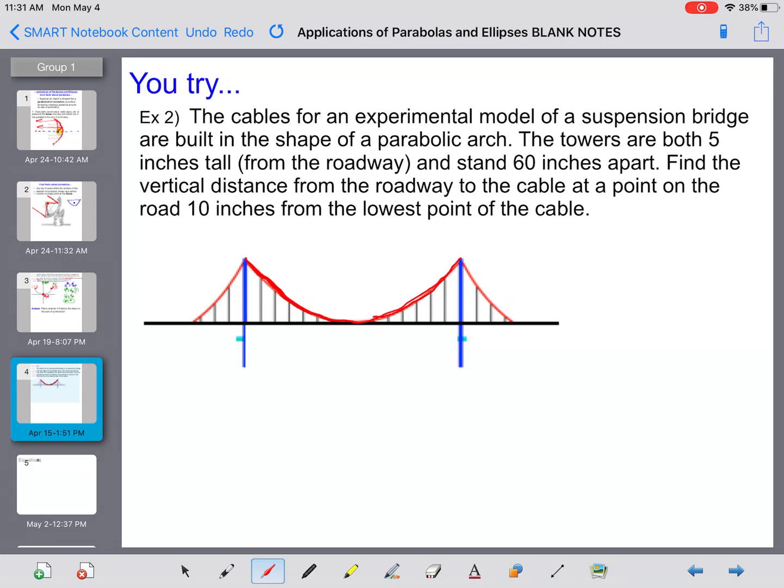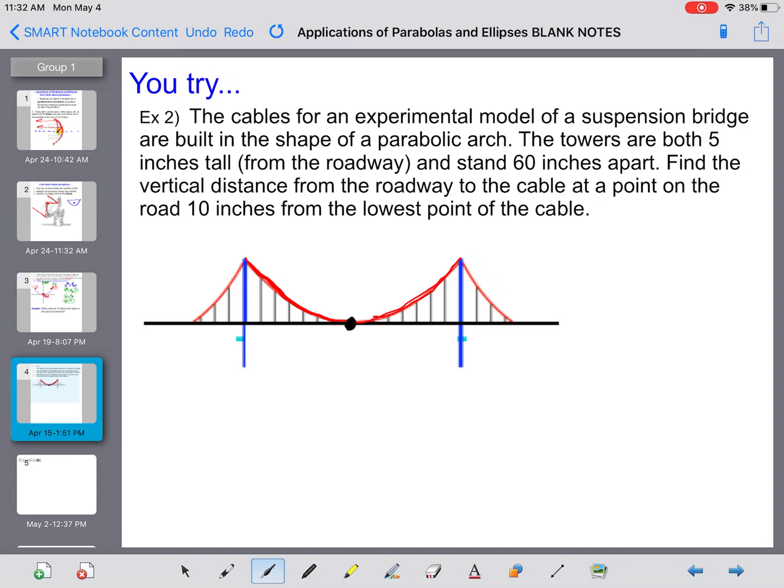All right, so this is the side view of the bridge. You can see the parabola. Now, again, you get to pick where you put that parabola. I'm always going to put that vertex right there at 0, 0. So here's my y-axis, right? And my x-axis is the roadway. To me, that's the easiest way to handle this problem.